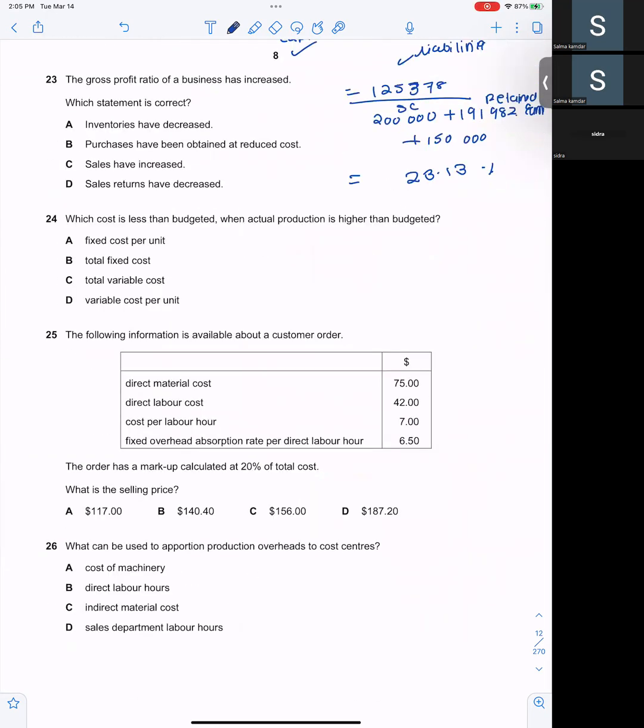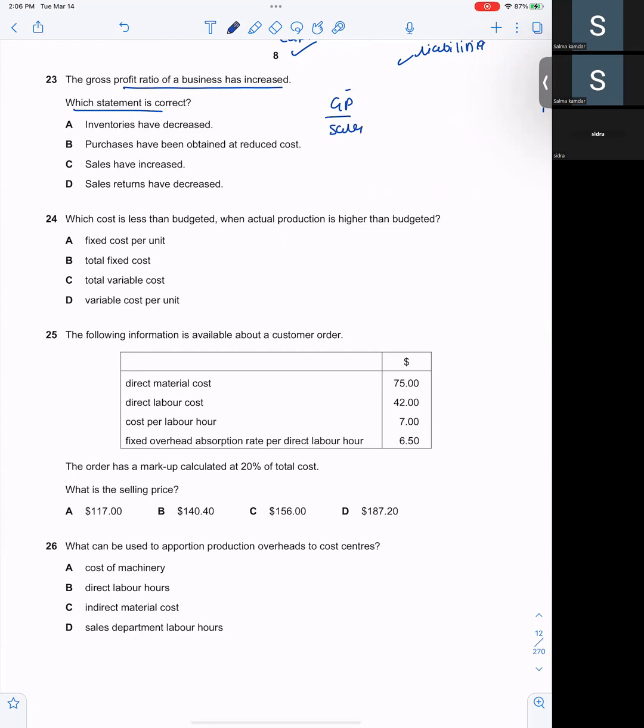The gross profit ratio of a business has increased. Which statement is correct? Gross profit ratio is gross profit upon sales into 100. Inventories have decreased. If inventory decreases, and it is treated as income, then if income decreases, gross profit will also decrease, right? So no.